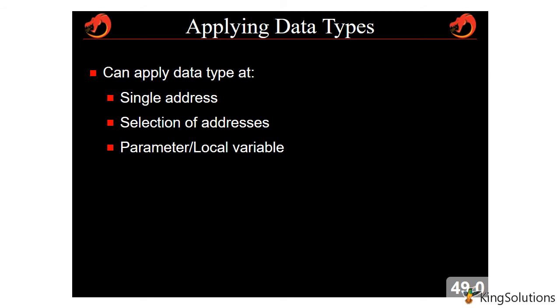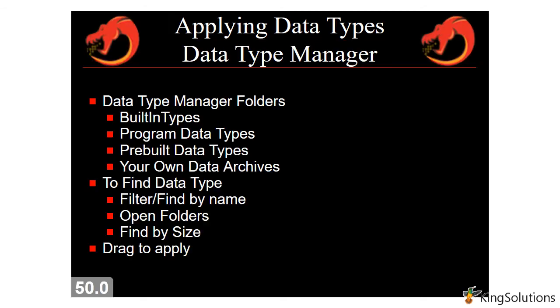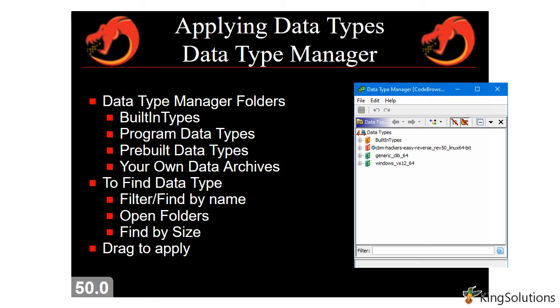Applying data types. You can apply a data type to a single address or a selected range of addresses. If you apply a data type to a selection, that data type will be applied contiguously until it reaches the end of the selection. You can also apply a data type to a parameter or a local variable. Applying data types. Data Type Manager. The Data Type Manager normally resides in the lower left corner of the code browser. If it is not there, you can open it using Window, Data Type Manager.